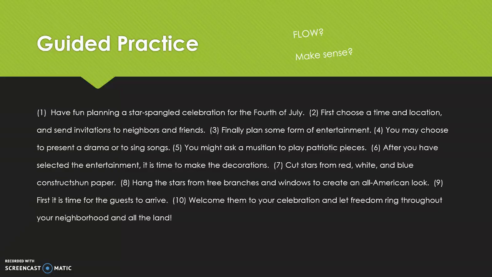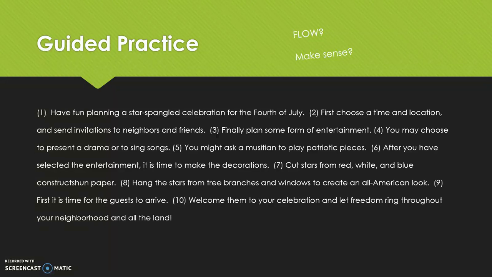Let's read it together. 1, 2, read. Have fun planning a star-spangled celebration for the 4th of July. First, choose a time and location and send invitations to neighbors and friends. Finally, plan some form of entertainment. You may choose to present a drama or to sing songs. You might ask a musician to play patriotic pieces.